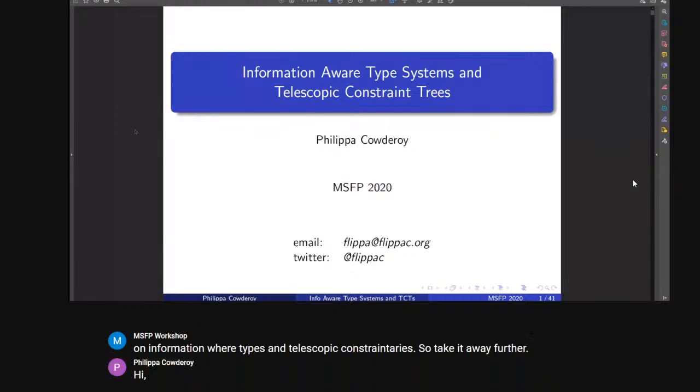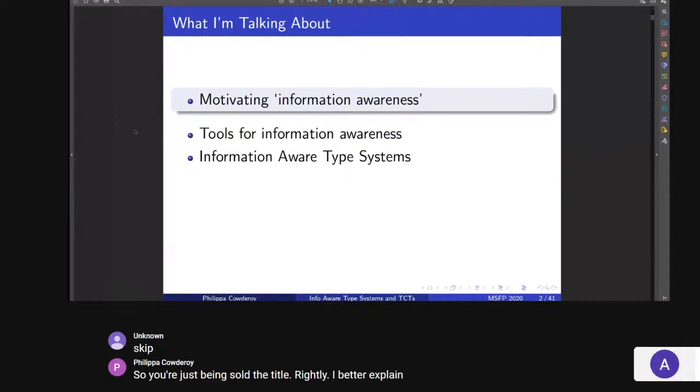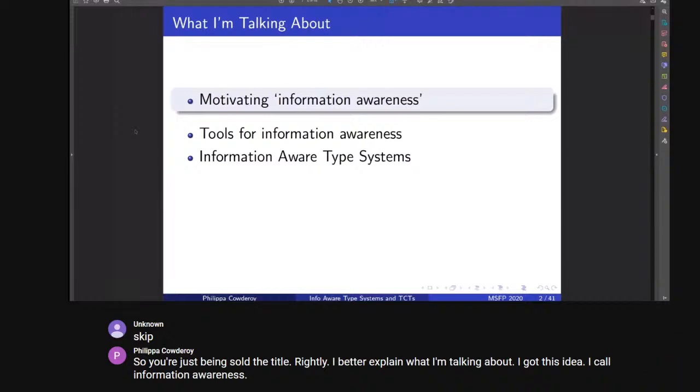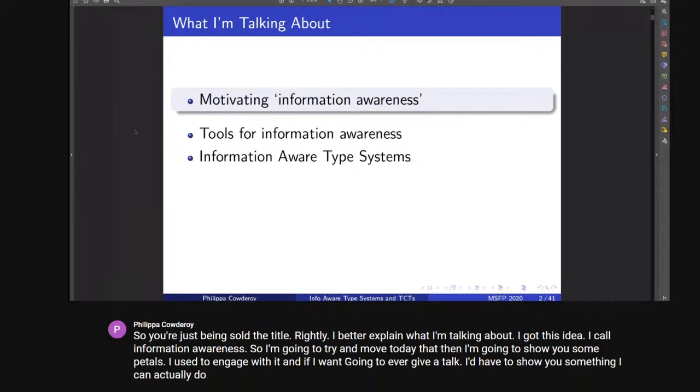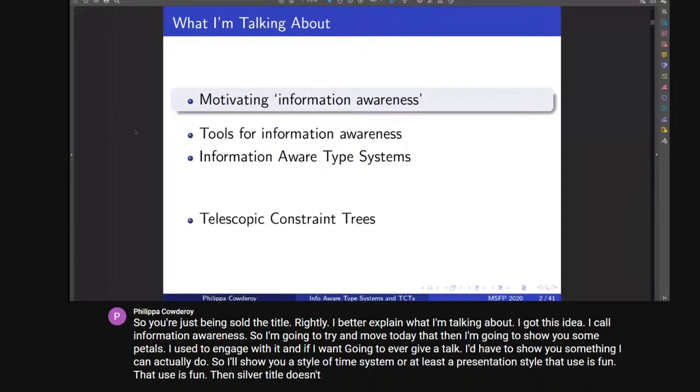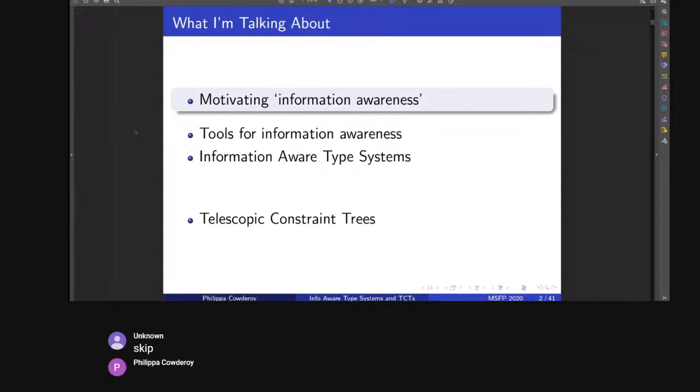Hi everyone. So you've just been told the title already. I better explain what I'm talking about. I've got this idea I call information awareness, so I'm going to try and motivate that. Then I'm going to show you some of the tools I use to engage in it. And if I'm ever going to give a talk, I'd have to show you something I can actually do. So I'll show you a style of type system, or at least a presentation style that uses them. Then, so the title doesn't make me a liar, I'll also introduce telescopic constraint trees.